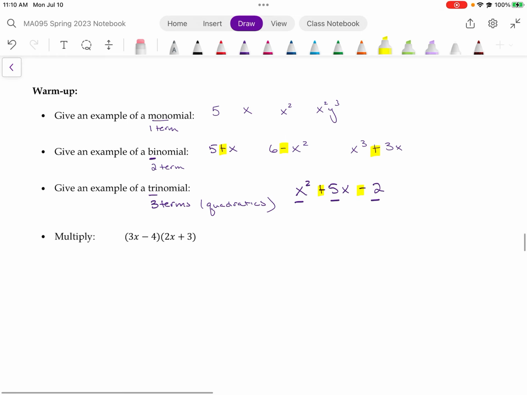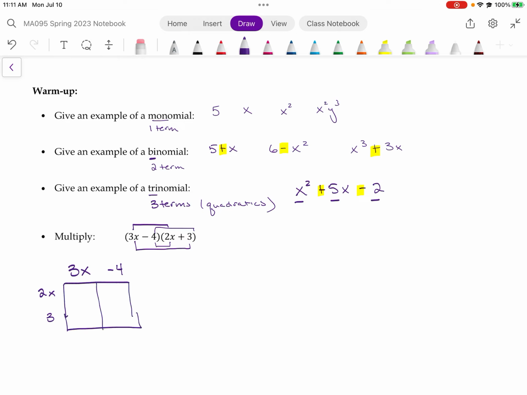All right, so the last one here is just to practice multiplying this. So now there's 2 ways that we've talked about. One is foiling. So first, outside, inside, last must be multiplied together. The other is the box method or the area model. So I'll use that because in the end we get the same thing. So we've got 3x minus 4, and we've got 2x plus 3. Okay, so we're going to use this area model to figure out all 4 terms.